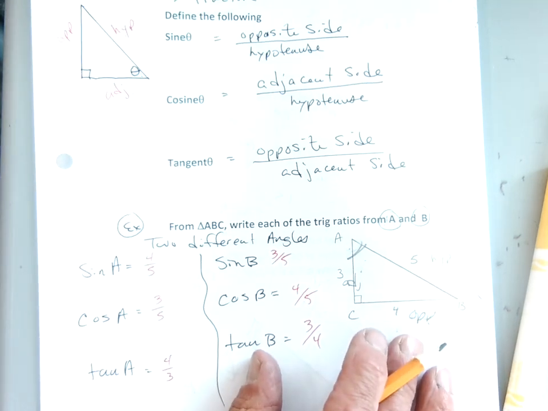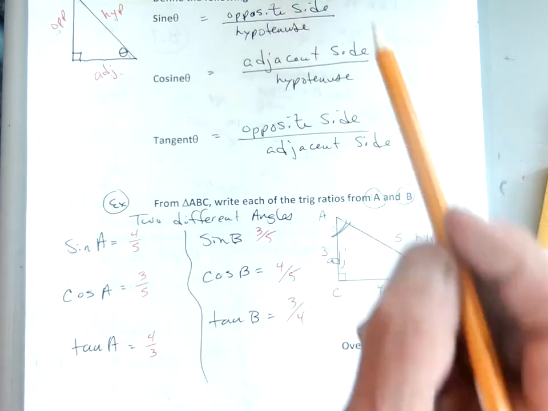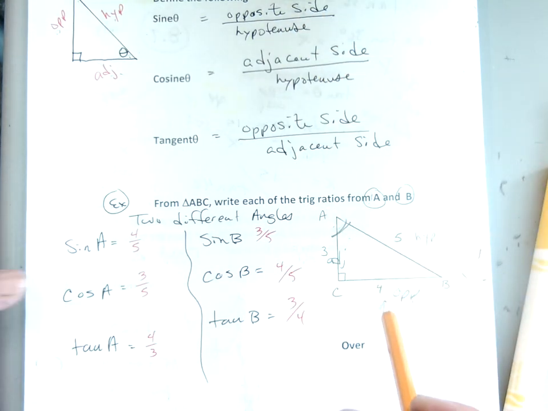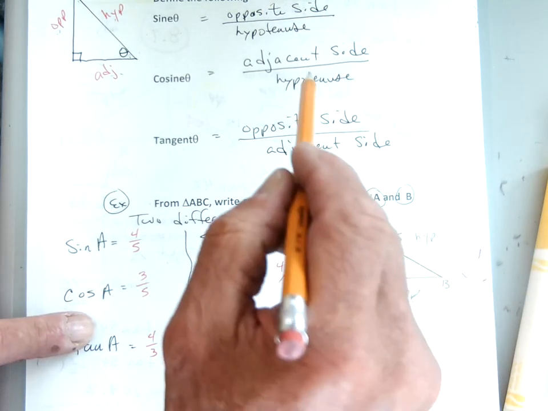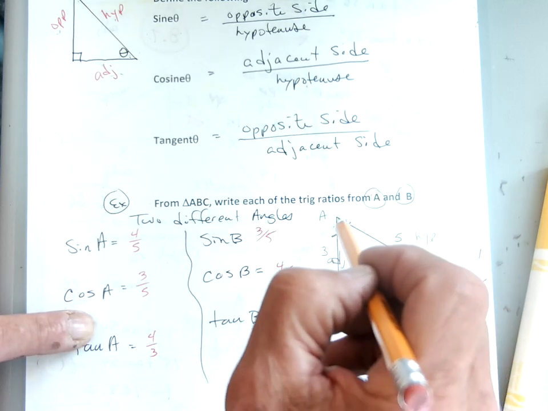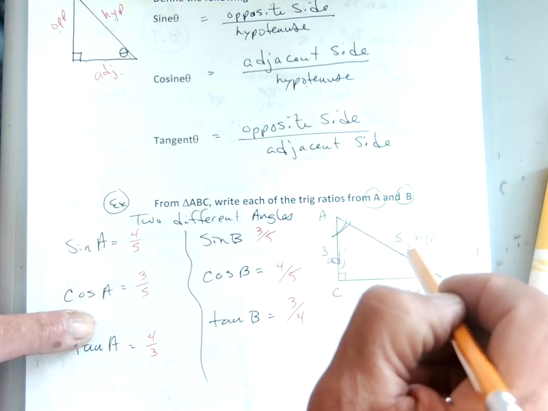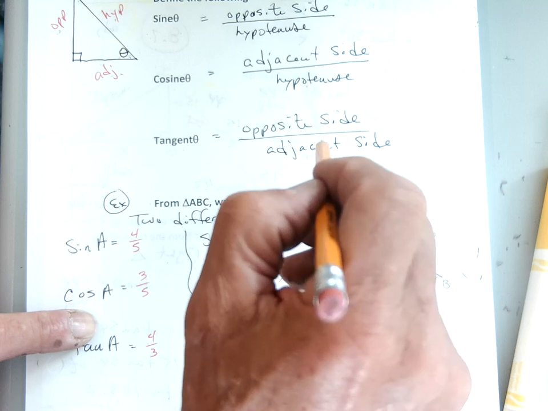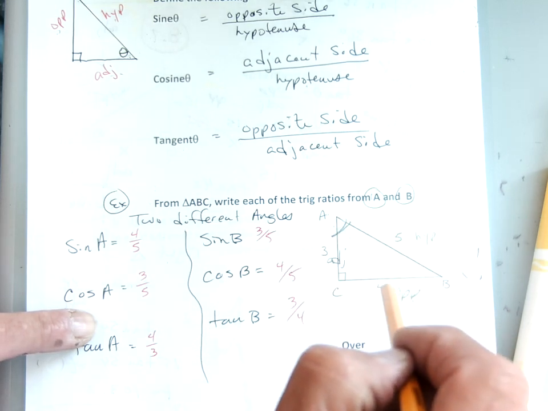So if I do my sine, opposite over hypotenuse, 4 over 5. Cosine, adjacent over hypotenuse, 3 over 5. Tangent, which is opposite over adjacent, is going to be 4 over 3.